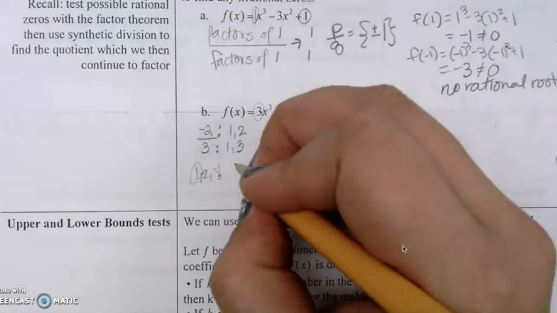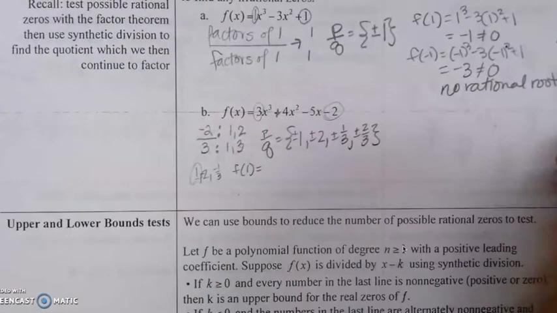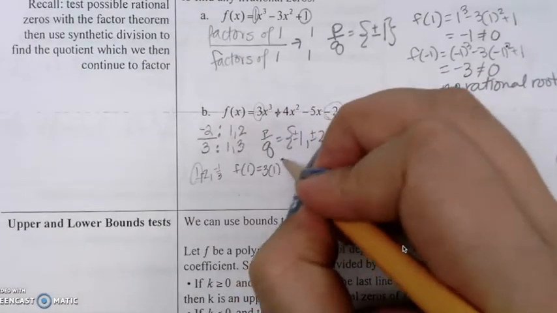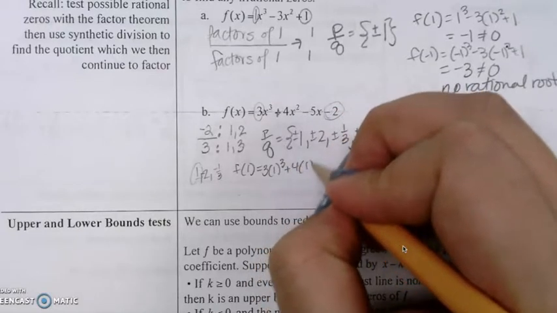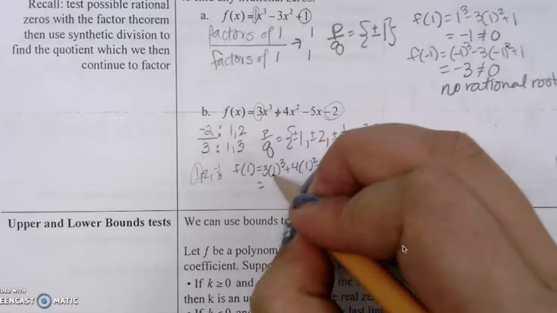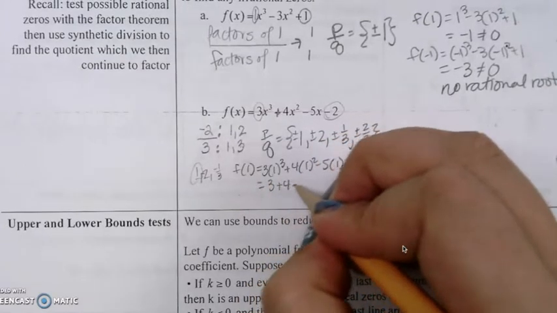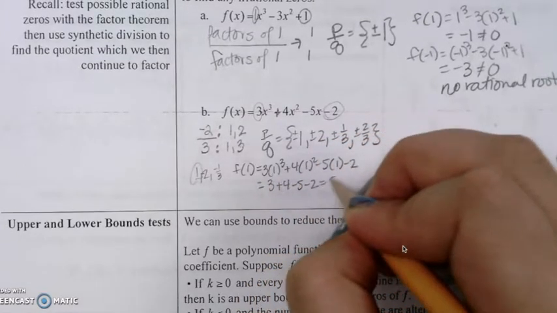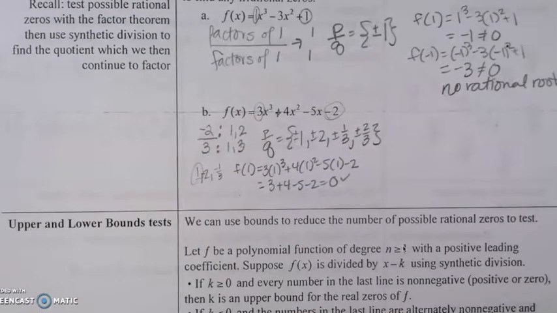Let's find f of 1. 3 times 1 cubed plus 4 times 1 squared minus 5 times 1 minus 2. So we have 3 plus 4 minus 5 minus 2 gives me 0. It works. So now what?